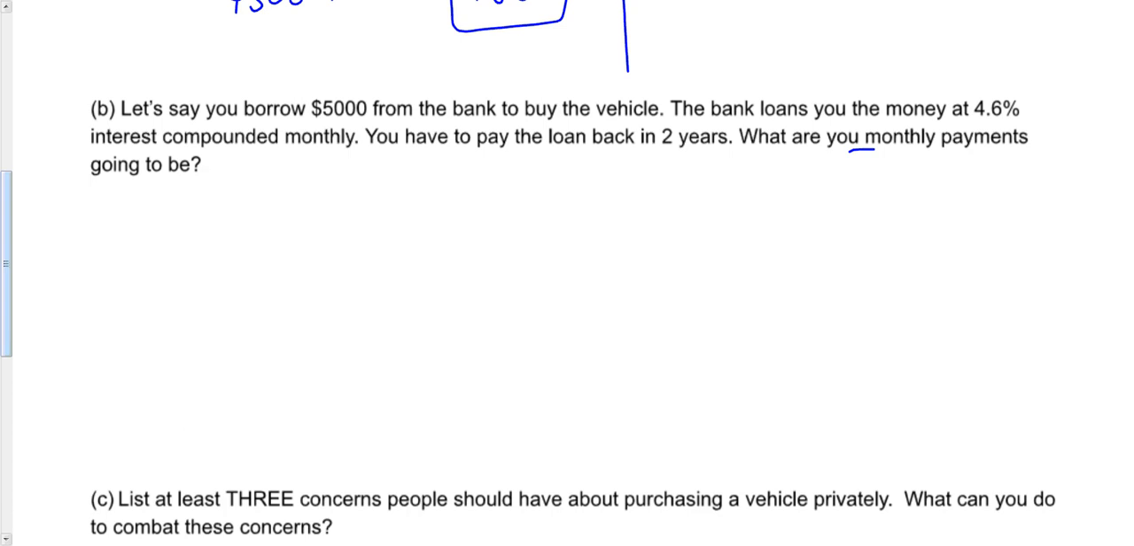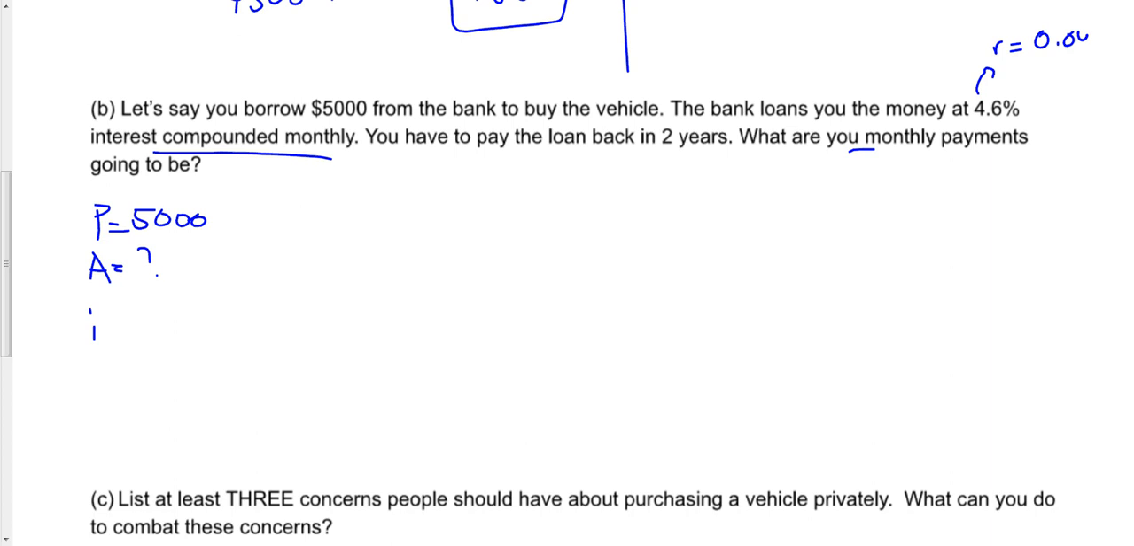Okay, so we need to know how much it's going to cost you. So let's say you want to borrow it. Your principal is going to be $5,000. Okay, it says compounded monthly, so it's a compound interest question. We want to know what the final amount is going to be if you borrow $5,000. That's what we don't know. We're going to look out for our I value. So our I value is going to be your R divided by the number of compounding periods per year.